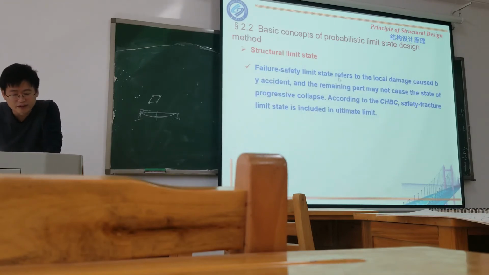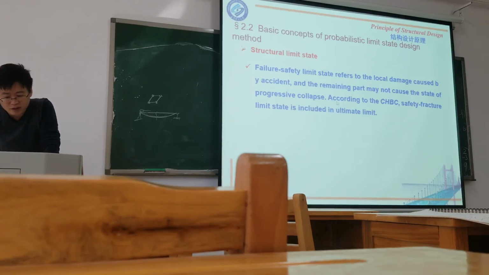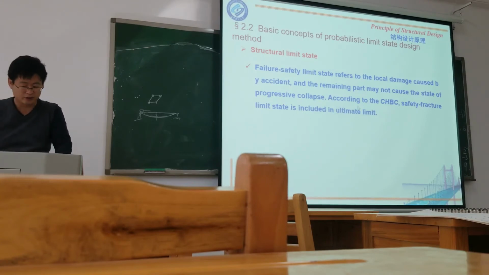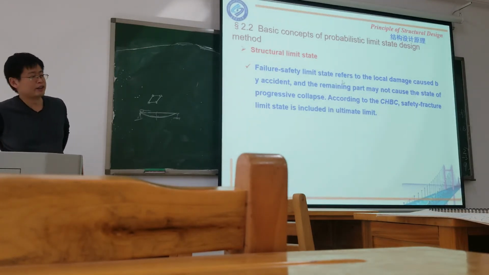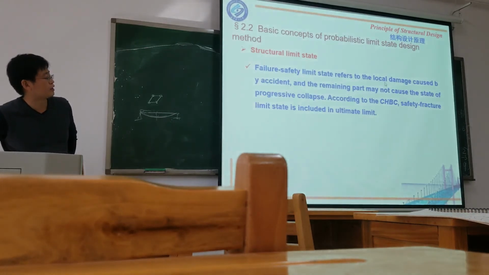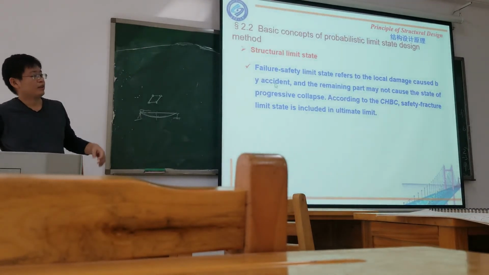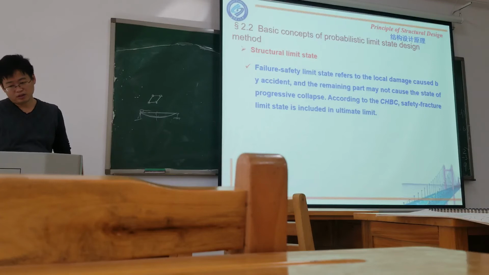So the failure safety limit state refers to the local damage caused by accident, where the remaining part does not cause a state of progressive collapse. According to this Chinese code, the failure safety limit state is included in the ultimate limit state. So this is the failure safety limit state. It merely refers to damage caused by accident, earthquake, the shock of a ship, shock of a car, or fire, flood, something like this.